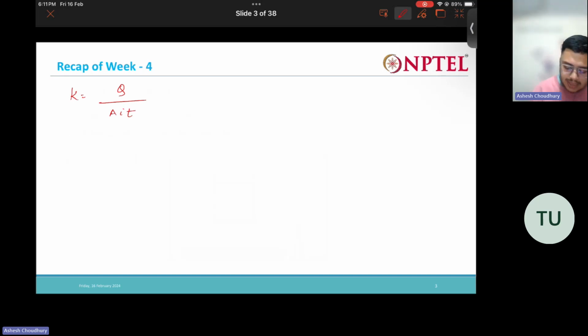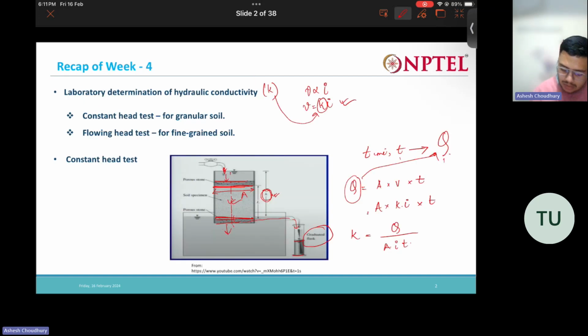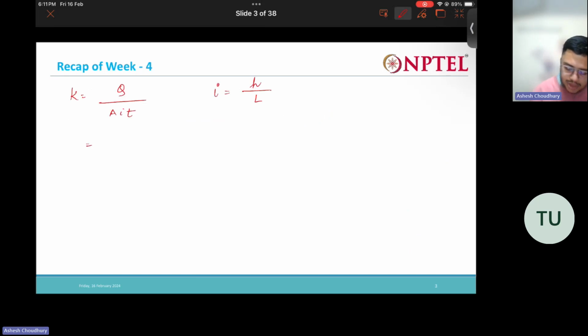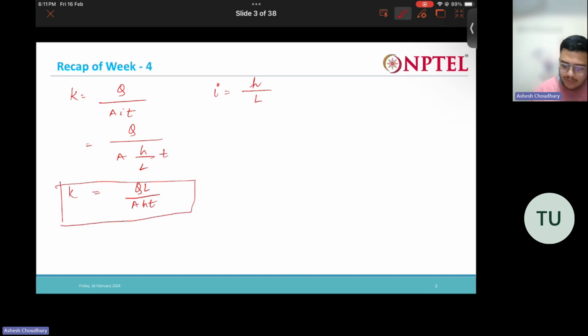Now what is i? i is nothing but the head divided by the length of flow L. So i is h by L. If I replace i by h by L, we will get k equals Q L by A h t. This is how we find out the hydraulic conductivity from a constant head test.